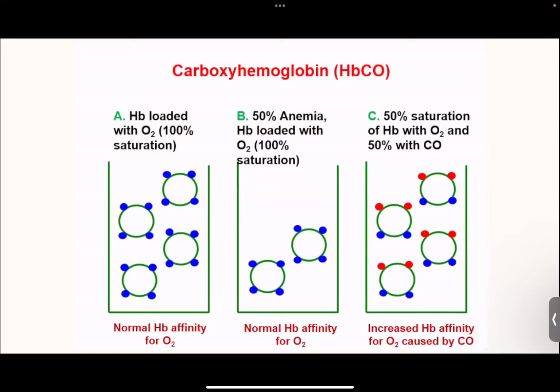Now, if we have anemia, 50% anemia, what is 50% anemia? It means that we have half the amount of blood, let's say, okay? It's still 100% saturated. It's just that it's less. The concentration is going to be less. We're going to have less amount of oxygen in the blood. Lastly, we have what we're going to talk about. It's carboxyhemoglobin, when carbon monoxide binds to the hemoglobin, okay? So carbon monoxide, when it binds to the hemoglobin, it's going to increase the affinity for oxygen. We're going to see it a little bit more, but it's just 3 scenarios, and we're going to look at the graph for this later on.